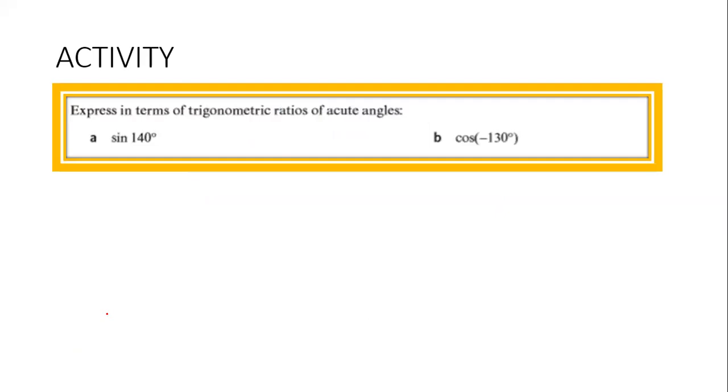Now we have another one. Now we are going to application. They're asking us to express in terms of trigonometric ratios of acute angles, sine 140. Now the first thing you need to know is what we call the reference angle. So I'll come here. I know this is 0 degrees, 90 degrees, this is 180 degrees, 270 degrees, and this is 360 degrees. That is the first step you have to take.